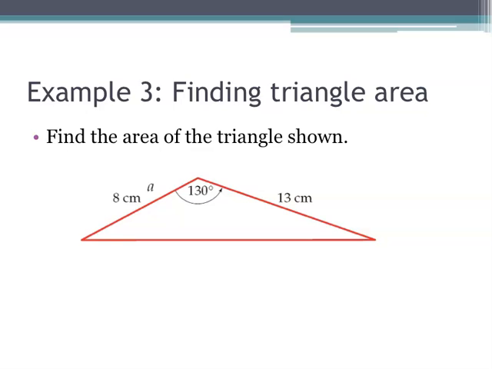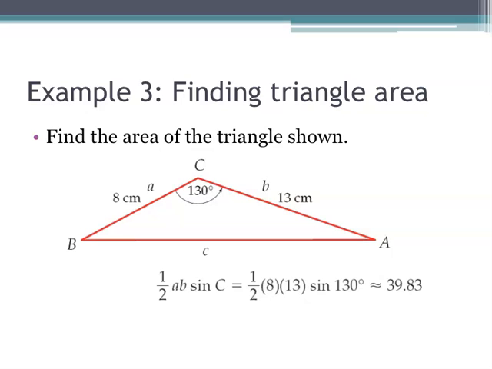So let's say I label this side A, and this is side B, this is side C. Then I have to make this angle that's across from side A, angle A, the one that's across from side B, angle B, and the one that's across from side C, angle C. Okay, so it looks like we have sides A and B, and we have angle C. So we can go ahead and use the first form of this formula, 1/2 AB sine of C, 1/2 times 8 times 13 times sine of 130. And that should come out to be about 39.8 or so. So the area of this triangle is 39.8.